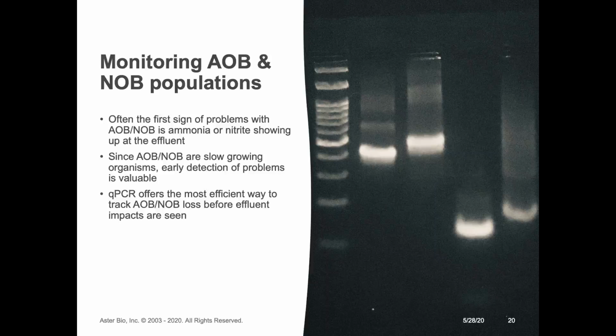Usually, the first sign that the plant is having a problem is that at the end of the plant, at the effluent, you see ammonia or nitrite coming out. Using quantitative PCR, you can track and watch the changes in these bacterial populations and see them start to decline before you see the impacts on the effluent.